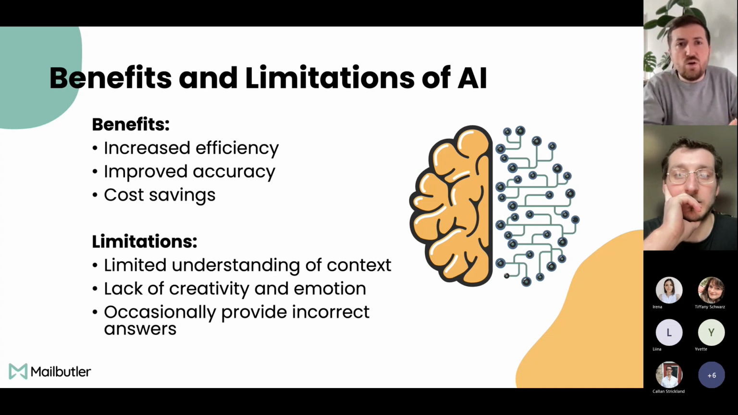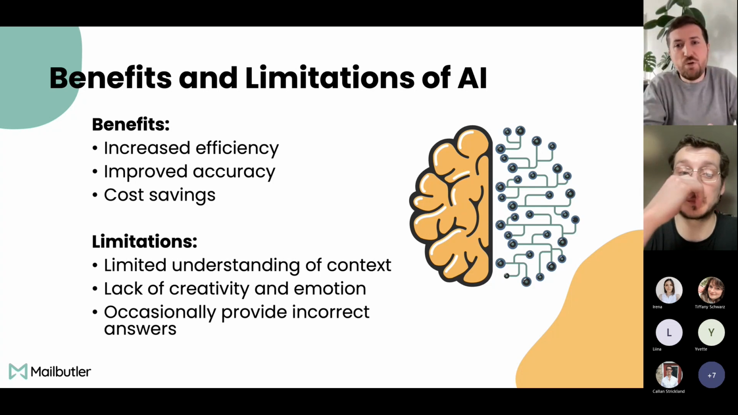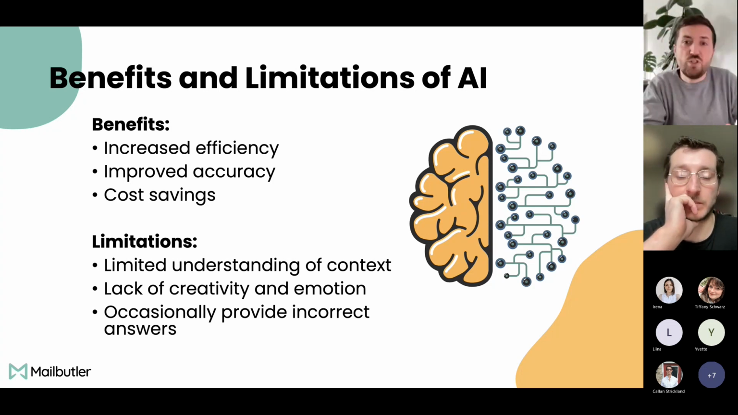Next, let's quickly also talk about the benefits and limitations of artificial intelligence. So there are so many different benefits of AI, and it would actually take too long to mention all of them. And there will be even more benefits in the near future because at the moment, the development of AI is so fast. But in general, you can say that AI is increasing your efficiency by saving you a lot of time, improving accuracy, and saving you costs by automating processes for you.